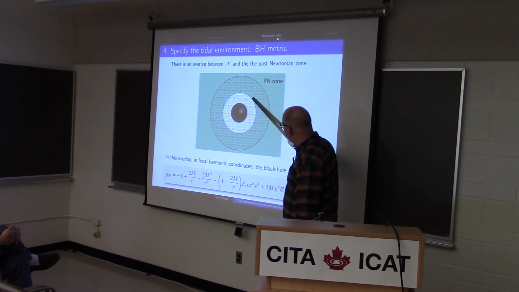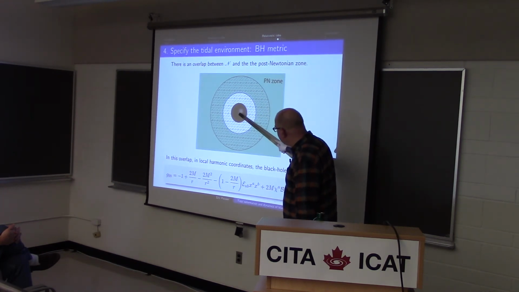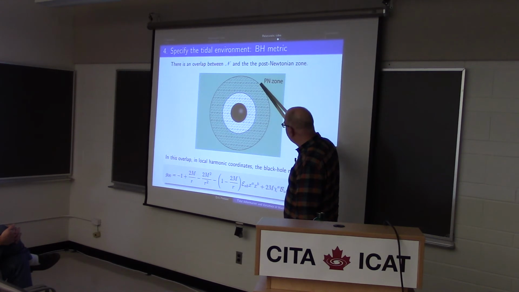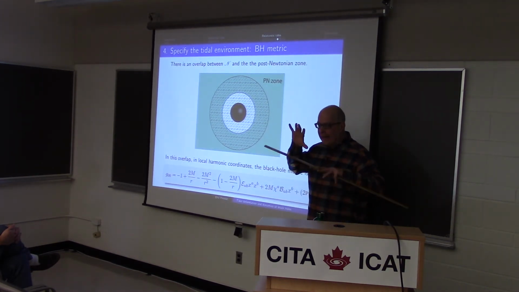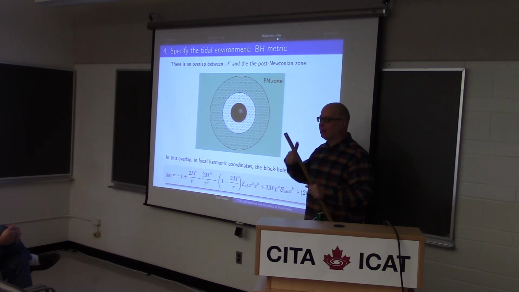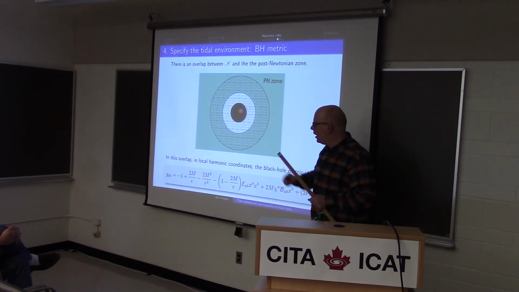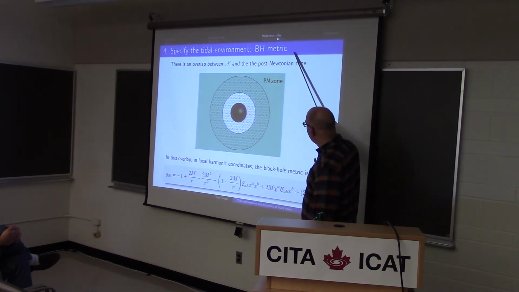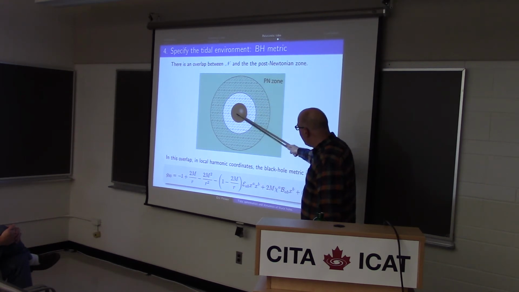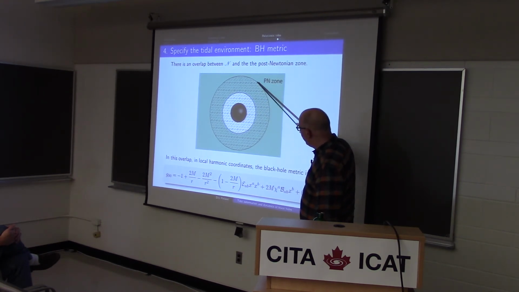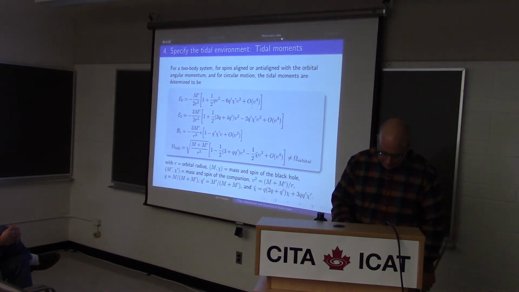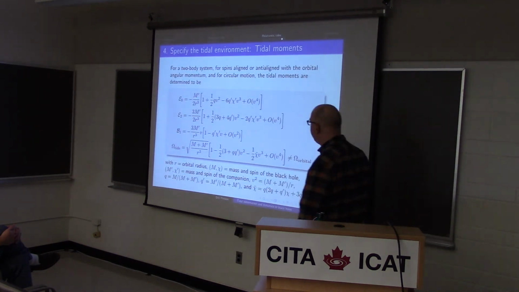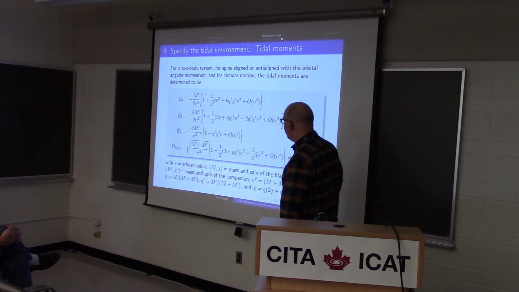but it's doing fine down here, and the metric that I described previously does fine up to here. There's an overlap that allows me to gain all the information that I can gain about the tidal environment by doing this matching between a post-Newtonian metric that extends all the way down here and my black hole metric that extends all the way up here. I'll skip all of those details. They're fascinating, but I'll skip them. I'll just show you the results, and this slide is awfully busy.